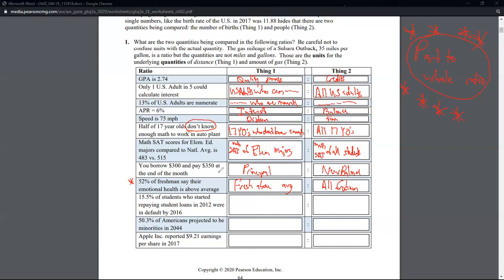So let's just try and boil this down. It's the ratio of the ones who were in default, I'm just going to abbreviate this and say after 4 years. So again, this says students in default after 4 years. So again, the 2012 to 2016, all that, et cetera, in comparison to all the students who were repaying their loans.